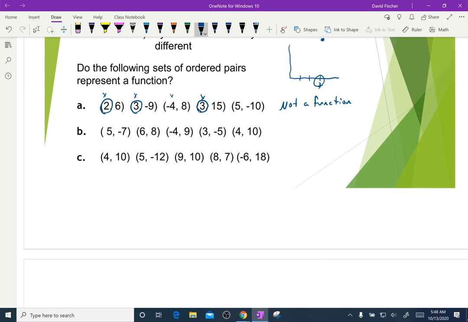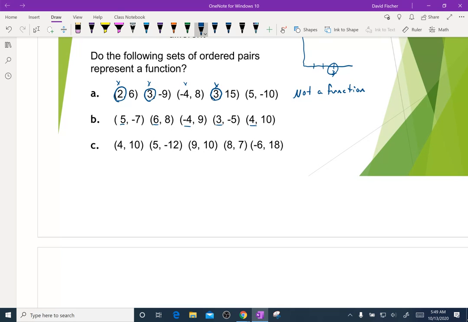Here I'm looking at my x values. I have a 5, a 6, a negative 4, a 3, a 4. All I care about when I have coordinates and they ask me if it's a function is I look at my x's. If I ever see an x that's repeated twice, then it's not a function. This one is a function because each one happens only once. Again, I'm looking at my x's, 4, 5, 9, 8, negative 6. Don't see any of them repeated.